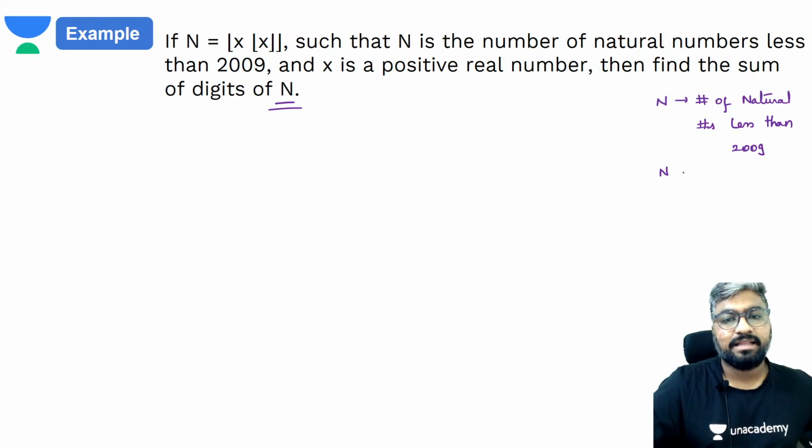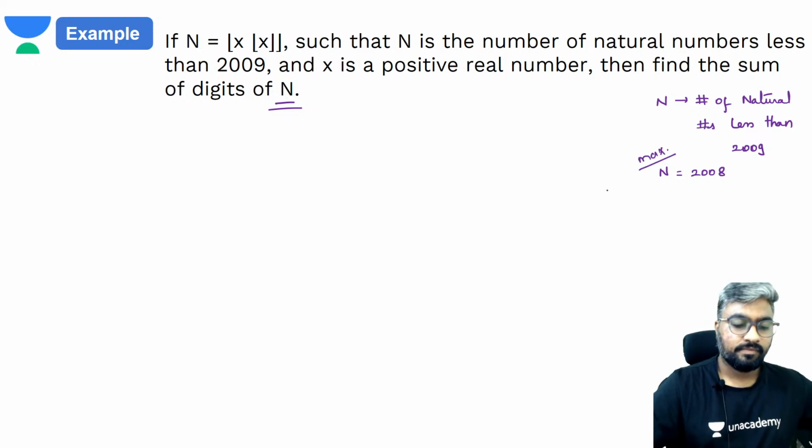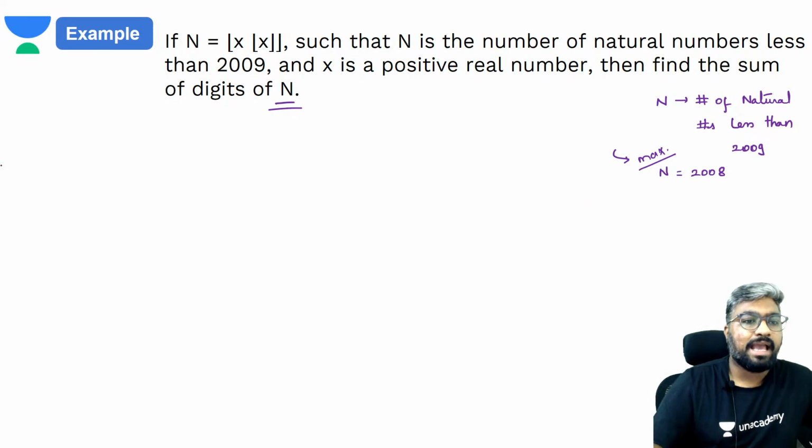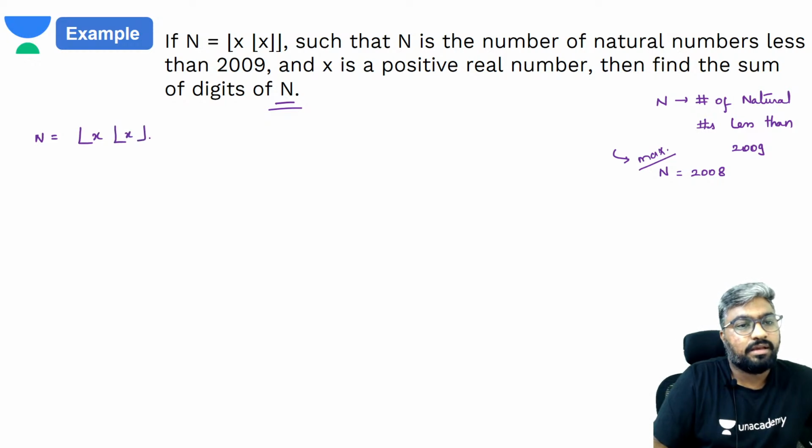2009 से लेस के कितने नेचुरल नंबर्स है? 1 से लेके 2008 तक, तो कितने? 2008 है. बट दिस इज व्हाट? मैक्सिमम. यस, दिस इज व्हाट? मैक्सिमम. अंडरस्टूड. हमसे क्या बोला है कि n इज ग्रेटेस्ट इंटीजर ऑफ x ऑफ दिस.